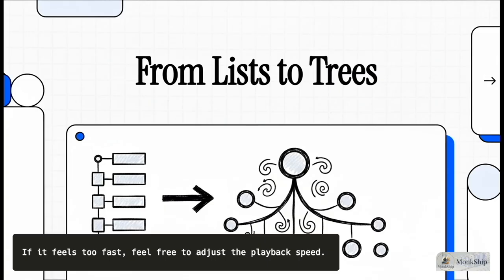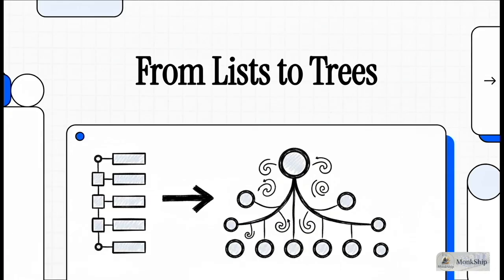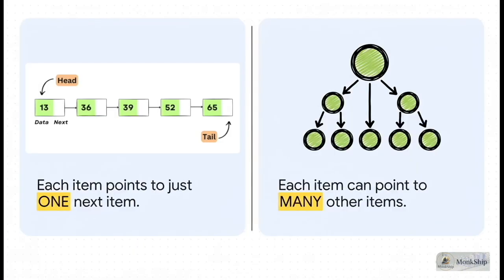You know how we're used to organizing things in nice, simple lists, one thing after another? But what happens when your data just doesn't fit in a straight line? What if it's more like a family tree with connections that branch out all over the place? Well, today we're going to leave that simple list behind and dive into the powerful and really versatile world of data trees.